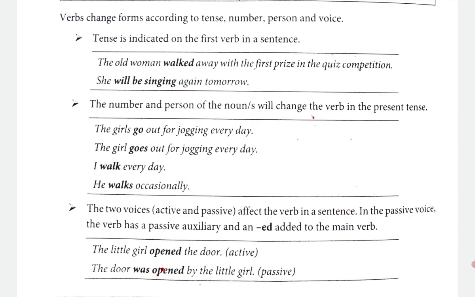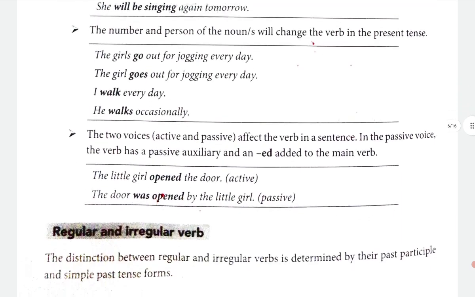The door was opened by the little girl. The little girl opened the door. The door was opened by the little girl. An additional auxiliary, the passive auxiliary, is also there. That is the "was". Use of the term "was".